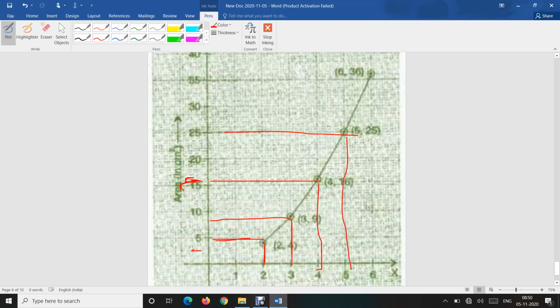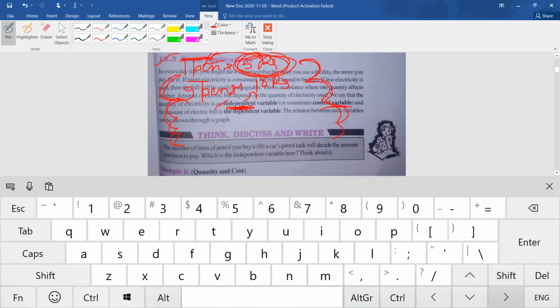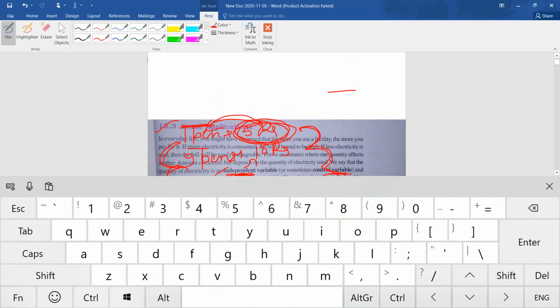Okay, so when you join all these points, then it is in a curve shape. You can see in this image that a curve shape is obtained. That means this is not a linear graph. So the answer is no, it is not a linear graph, because the graph does not provide a straight line, and for a linear graph it is necessary that the graph should provide a straight line, but here you have a curve, that's why it is not a linear graph.